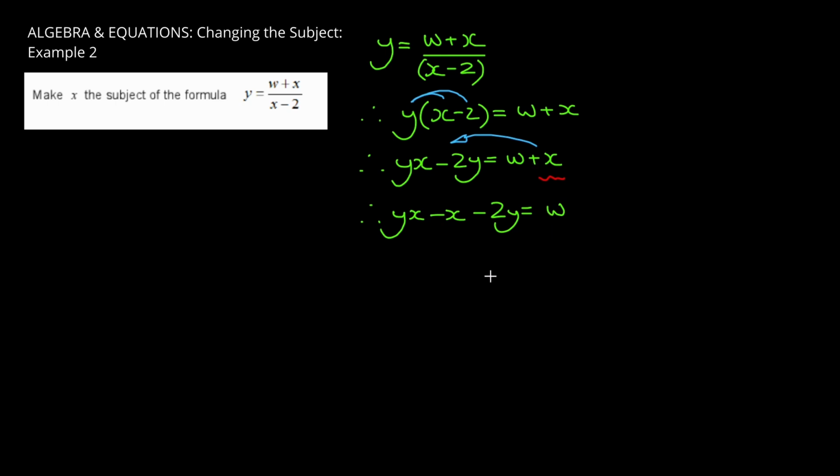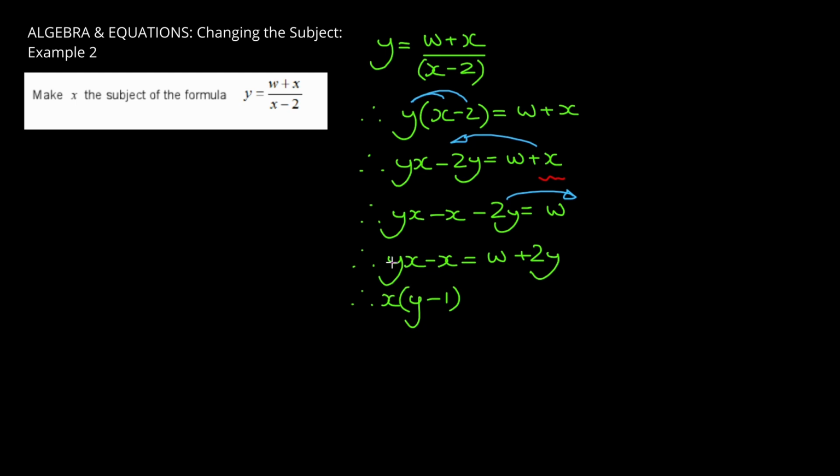So now we've got to get rid of the 2y to the other side by adding 2y to both sides. So therefore, yx minus x is equal to w, adding 2y to both sides, plus 2y. Now we can take x out as a factor here. Open a bracket. What are we left with inside the bracket? y minus 1.